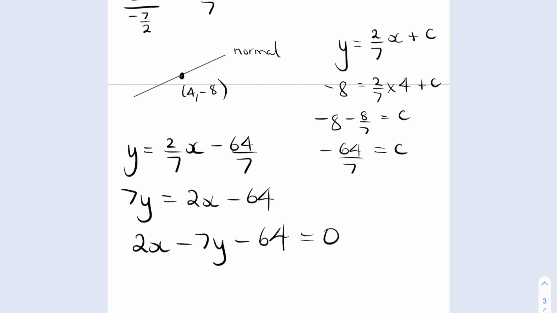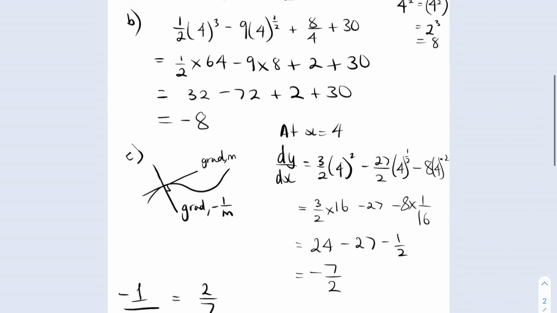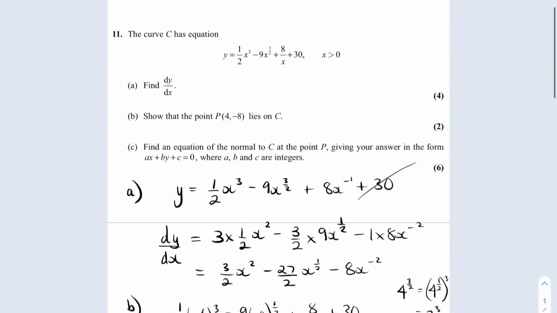If those signs were reversed, so if you had a 7y minus 2x plus 64, for instance, that would also be accepted. So we've got the equation of the normal in the specified format, so we have completed the question.